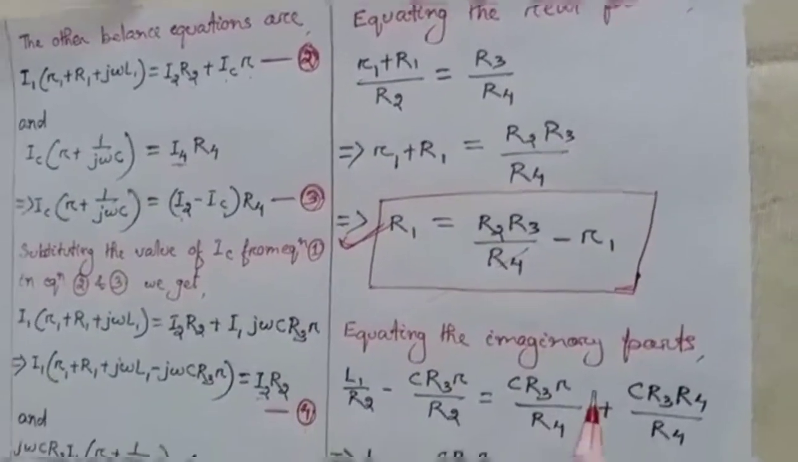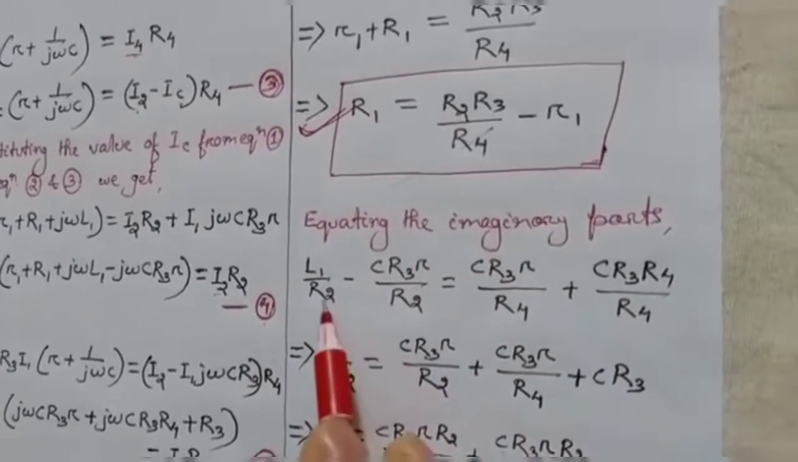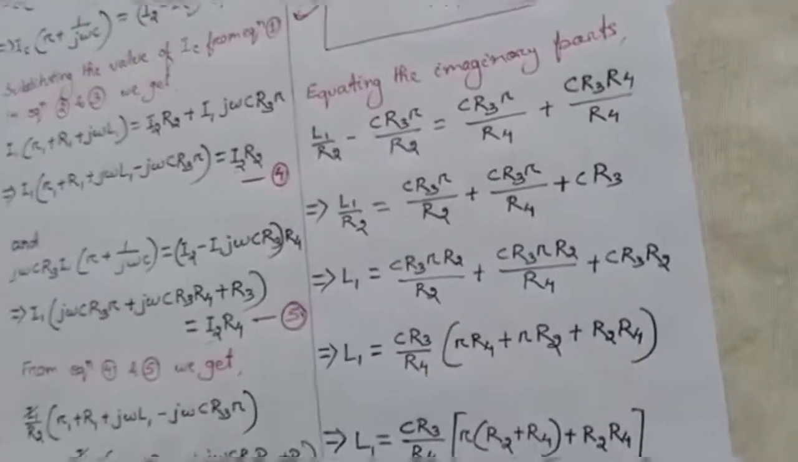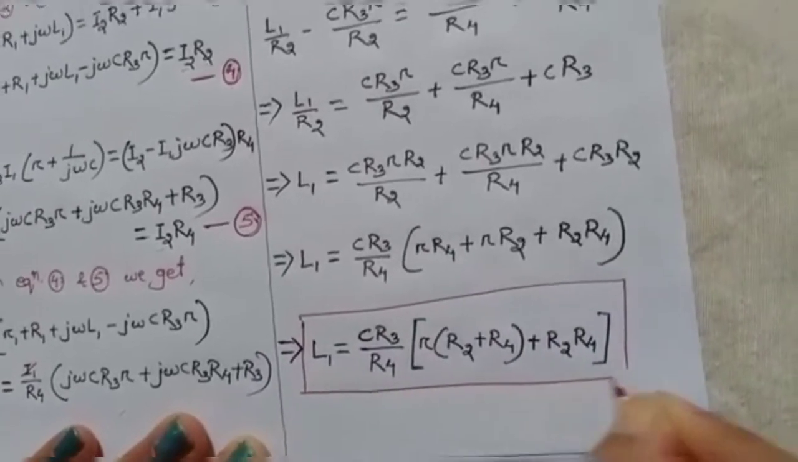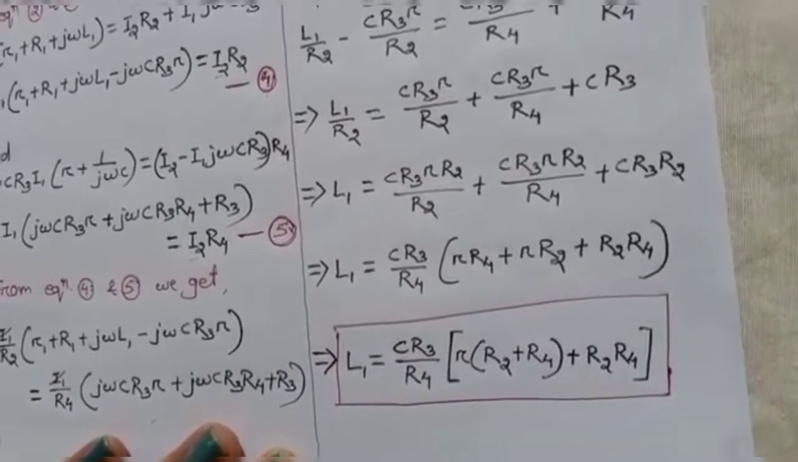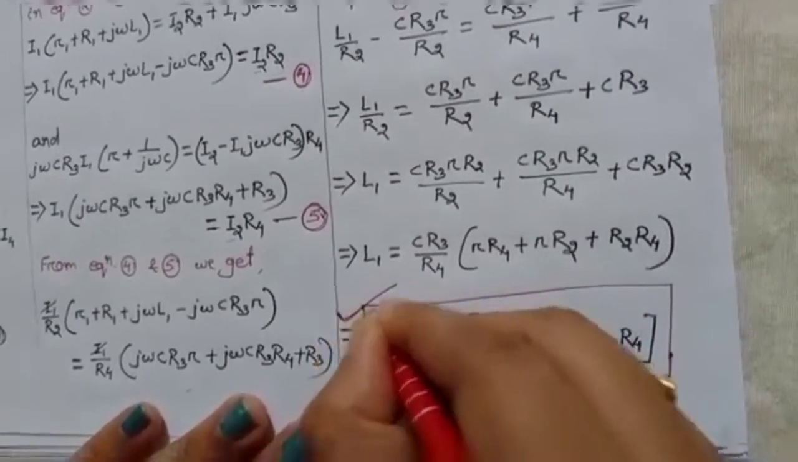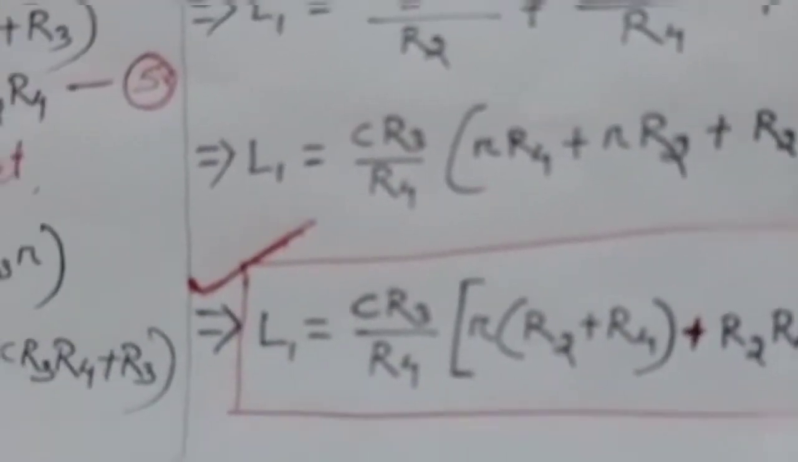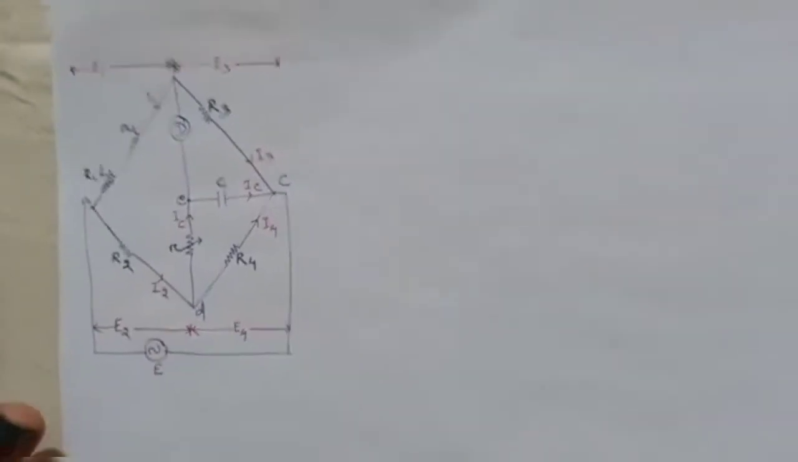Similarly, equating the imaginary parts from this equation, I can find the value of L1. So this is the procedure. Finally, the value of L1 is C R3 divided by R4 whole into r into (R2 plus R4) plus R2 R4. This is the value of unknown inductance L1. So now we have found the values of L1 and R1, the unknown parameters of this circuit. Now the important thing is we have to draw the phasor diagram of this bridge.